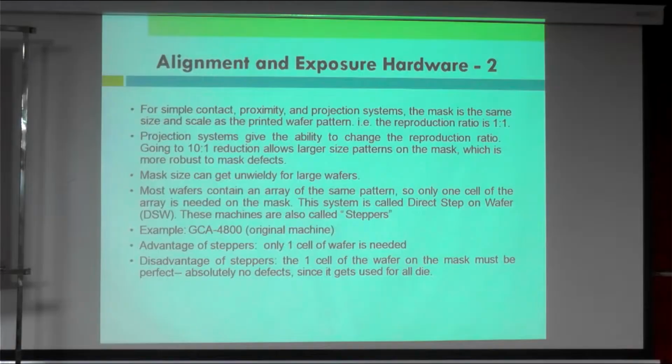So, alignment and exposure. For simple contact, proximity and projection systems, the mask is the same size and scale as the printed wafer pattern. So the reproduction is 1:1. By design, if you design a 50 micron line, you basically transfer the pattern of 50 microns onto the substrate or the photoresist.